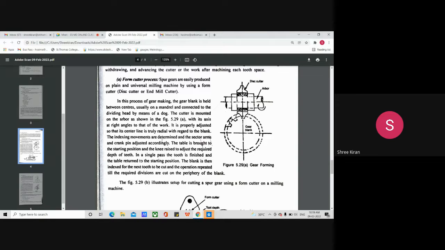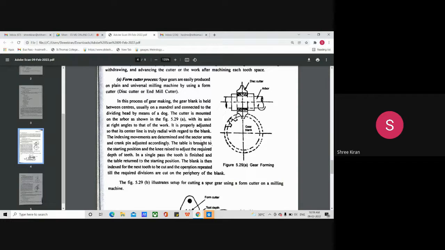Mainly the indexing movements are determined by the sector arms. The table is brought to the starting position. In a single pass the tooth is finished and the table is returned to the starting position. The blank is then indexed to the next tooth to be cut, and the operation goes on until the required divisions are cut on the periphery of the blank.